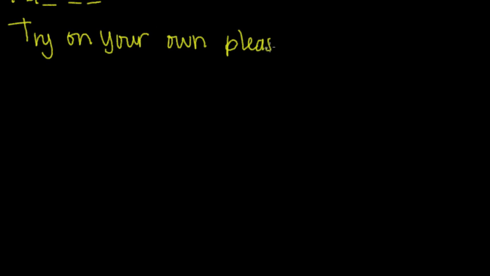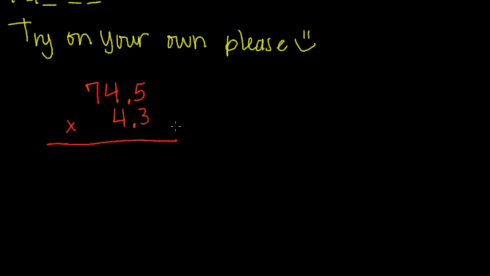Alright, brain break. Here we go. Try this one really, for real, on your own. No joke. Okay, you haven't seen this one before. Try it again. You know you love me. Alright, here is the new problem. 74 and 5/10 multiplied by 4 and 3/10. Pause the video. No cheating.